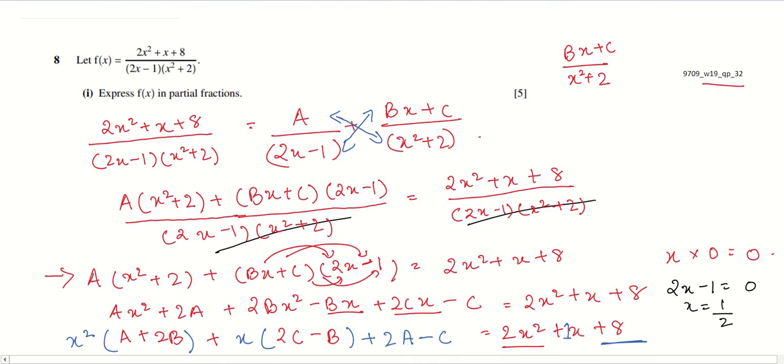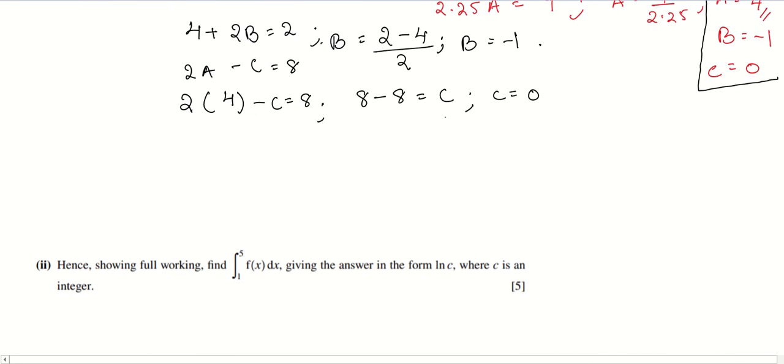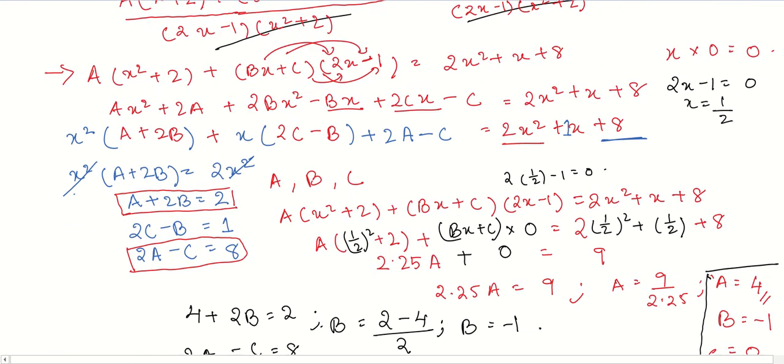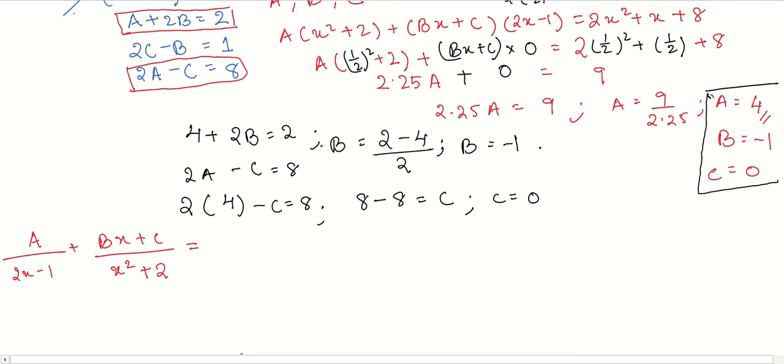Our question is to express it into partial fractions. Our first form, if you remember, was A divided by 2x minus 1 plus (Bx plus C) divided by x squared plus 2. Now the values of A, B, and C that we have found, we can input those there.